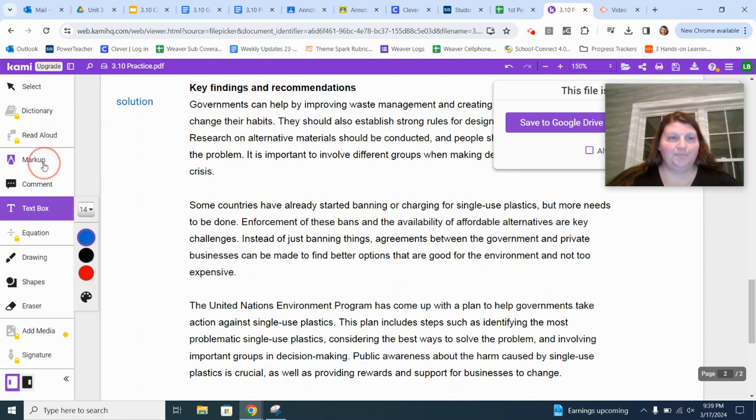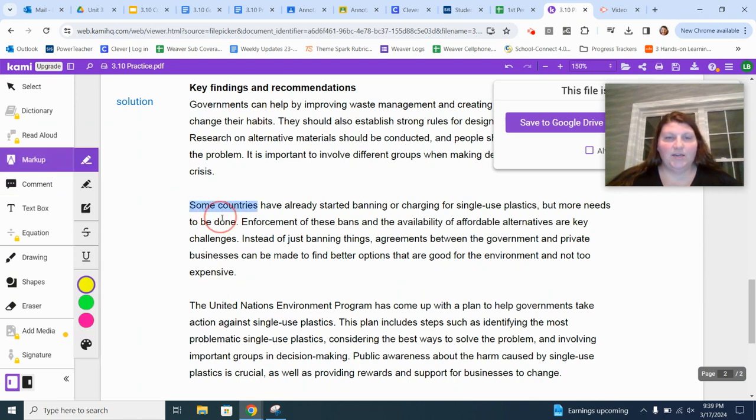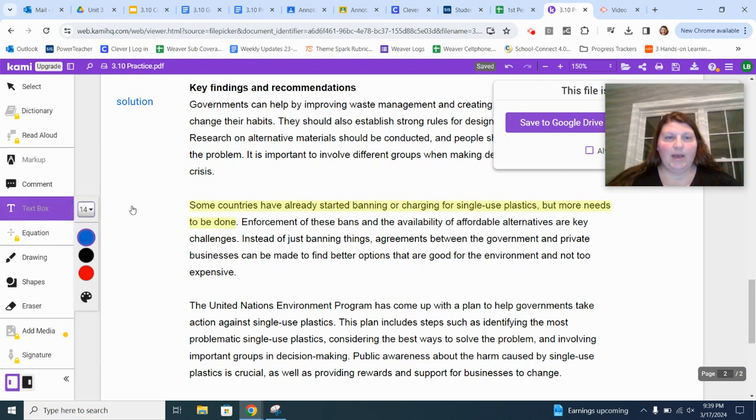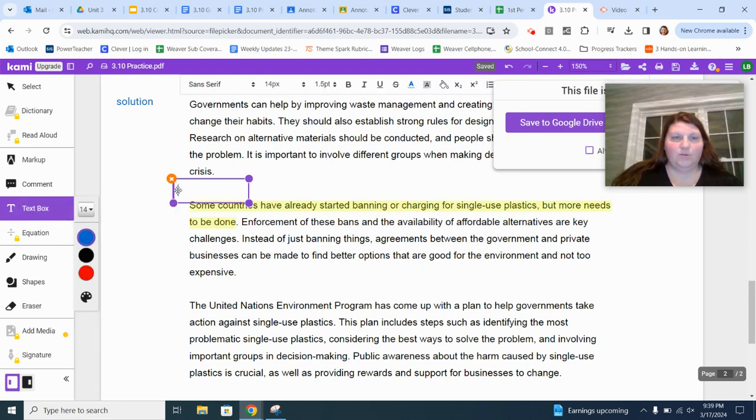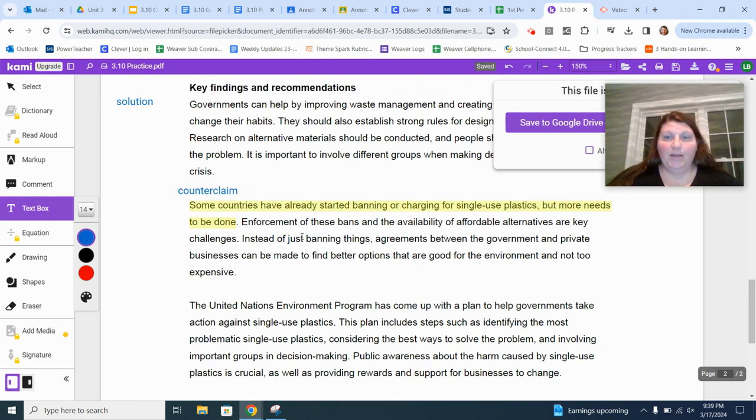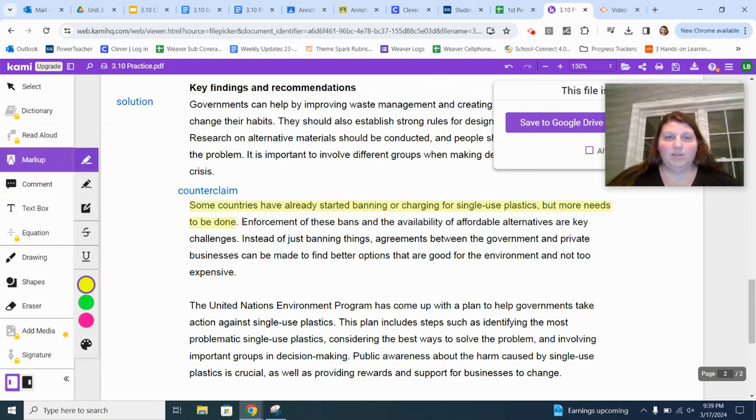So here, this sentence here is a counterclaim. So the writer is saying, here's what some people are doing, but it's not enough. More needs to be done. Enforcement of these bans and the availability of affordable alternatives are key challenges. So this here is a common ground. They're saying here's something that's getting in the way of doing more.